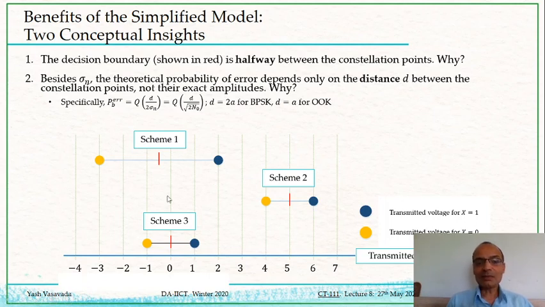Scheme 3 is the BPSK scheme with a equal to 1, and so the two constellation points are at 1 and minus 1. Scheme 1 and scheme 2 are not BPSK, they are not OOK, they are some other schemes. We are not even giving them any proper name. We are just calling them scheme 1 and scheme 2.